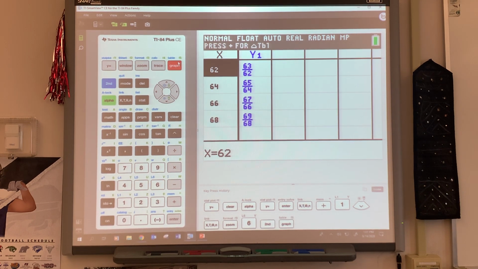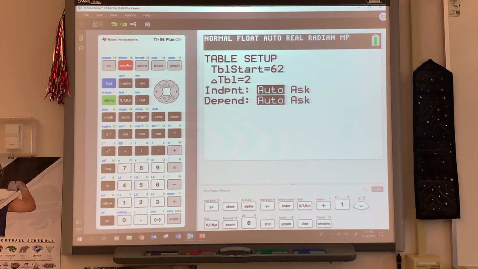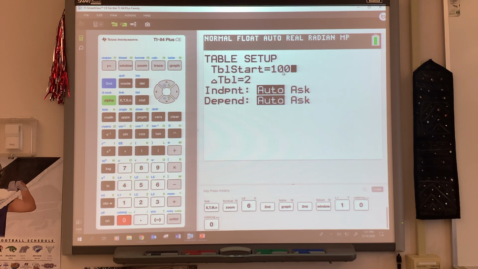So second graph to get my table. I've got some nice fractions in there, that's pretty sweet, but let's go ahead, second window, table set. Let's start our table by first looking at as x gets really, really big, so as x approaches positive infinity. Let's go way out. Let's start at 100. Way is relative. Actually, let's even go to 1,000. We're going to do our change in table to be 100. And let's go back to our table now.